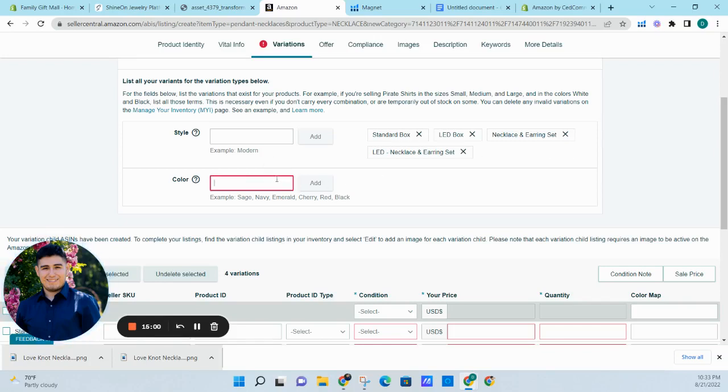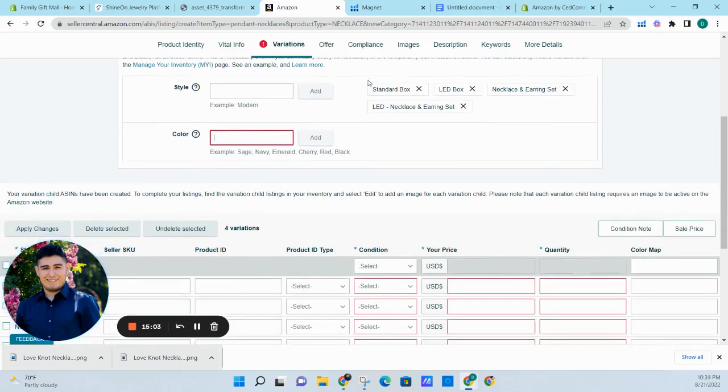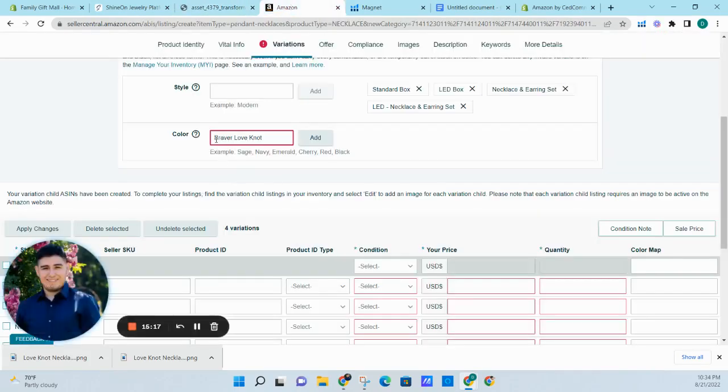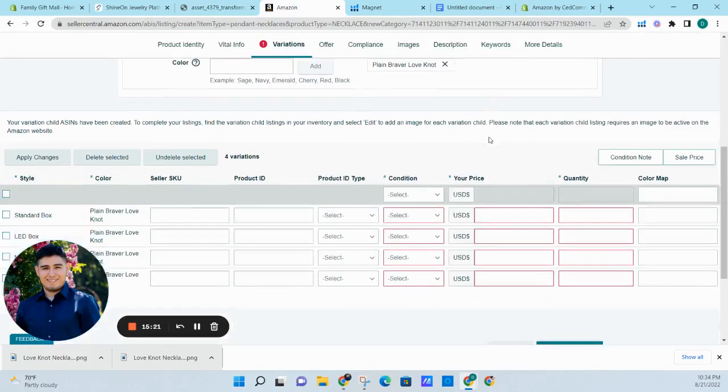Now in color is where I will put the name of the design, right? So in this case, I call that Braver, and I'll put Love Knot. Braver Love Knot, right? And if you want to put maybe the color of your design or something, you can. I could put plain Braver Love Knot, and add it.